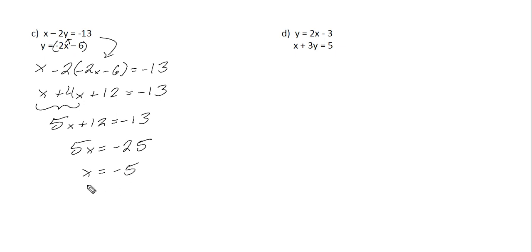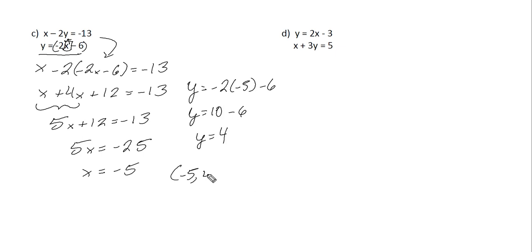So now that we have one of the values, we can plug that value into either one of the equations. But once again, like I said, this is going to be the easiest equation. This is already solved for y. So if I replace x here and write negative 5 instead, we're going to have y equals negative 2 times negative 5 minus 6. Negative 2 times negative 5 is 10. And then 10 minus 6 is 4. So that gives us a solution, negative 5, 4.